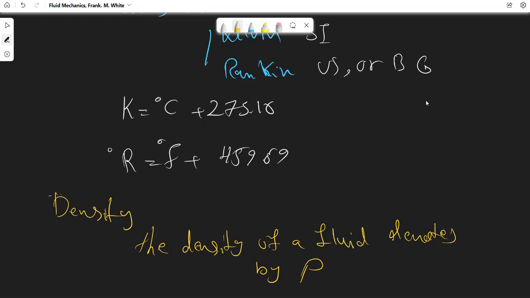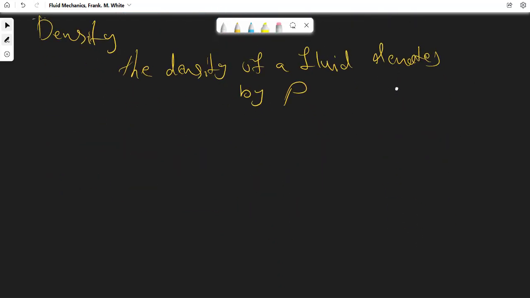Density is the mass per unit volume, as we know from our knowledge: rho equals m over v. Density is highly variable in gases and increases nearly proportionally to the pressure level. Density in liquids is nearly constant. The density of water and other fluids are available in the table. The next definition is specific weight.